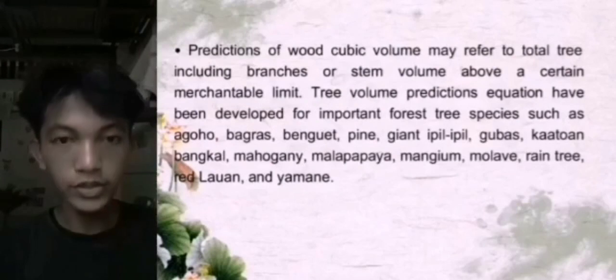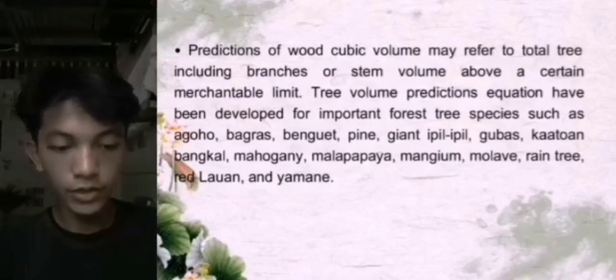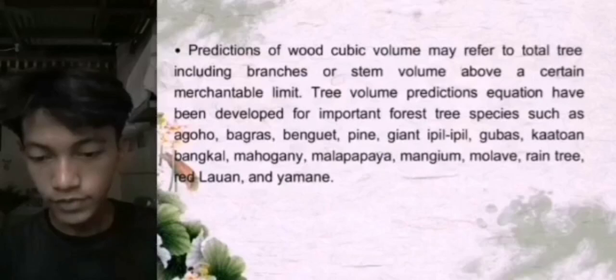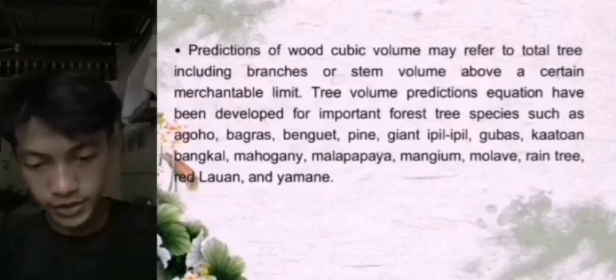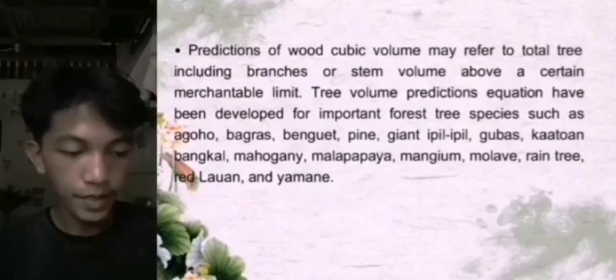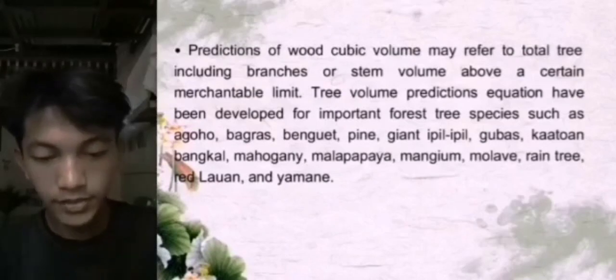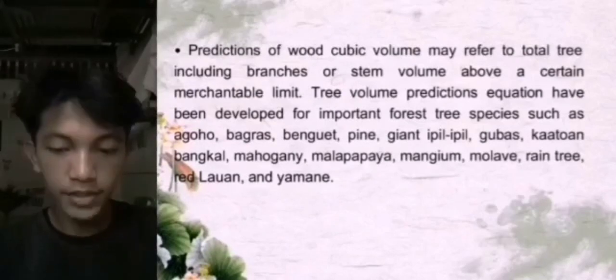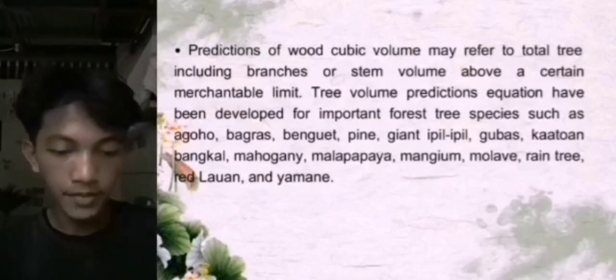Predictions of wood cubic volume may be referred to a total tree including branches or stem volume above a certain merchantable limit. Tree volume prediction equations have been developed for important forest tree species such as agoho, bagras, benguet pine, giant ipil-ipil, gubas, kaatoan, bangkal, mahogany, malapapaya, mangyum, mulave, rintri, ridlawaan, and yamani.